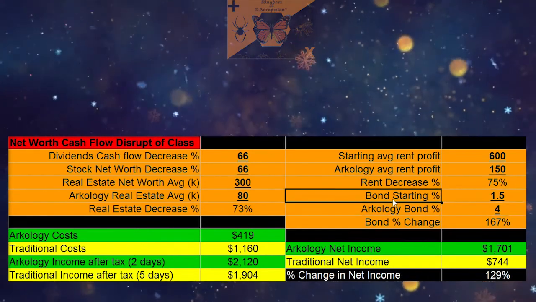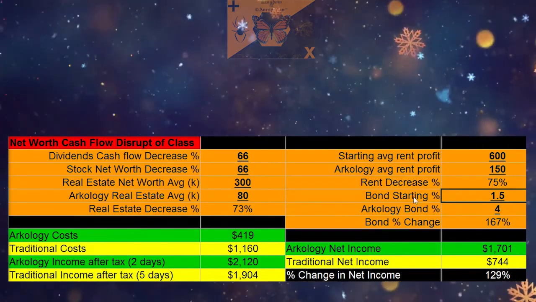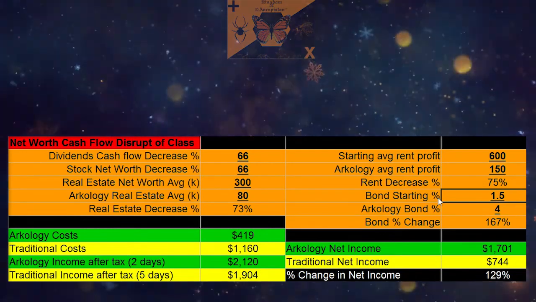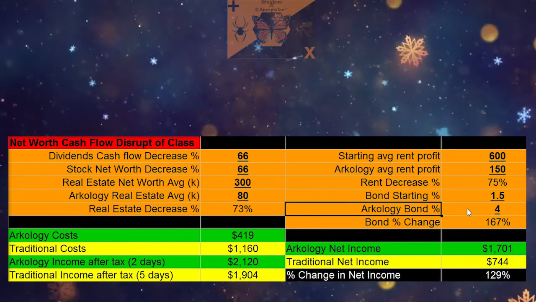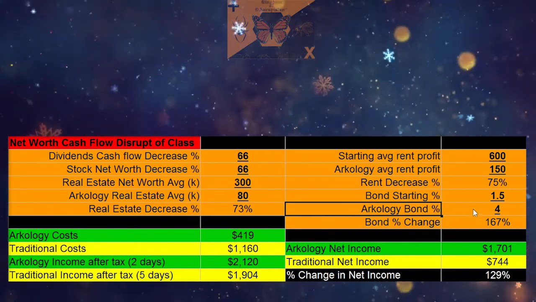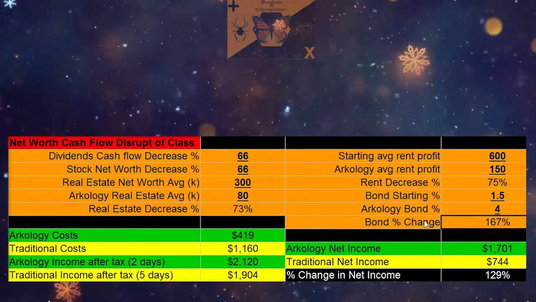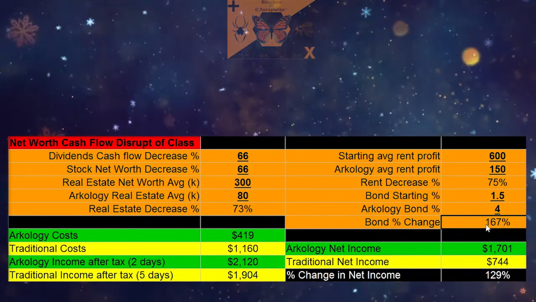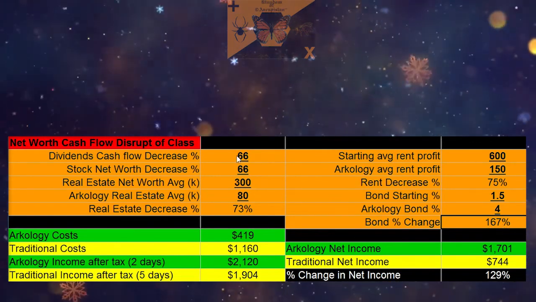Now here's the shocking one. This is 10-year treasury bonds, 1.5% presently. That's crap. 1.5% bonds is nothing. But to build Arkology, I could be issuing a whole lot of corporate bonds. And these bonds might be paying about 4%, meaning you have a percent increase of 167%.